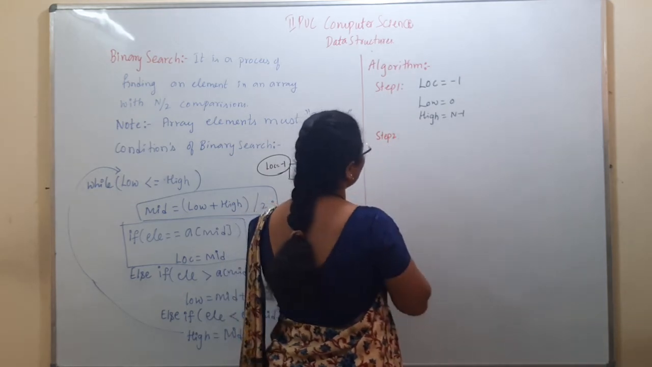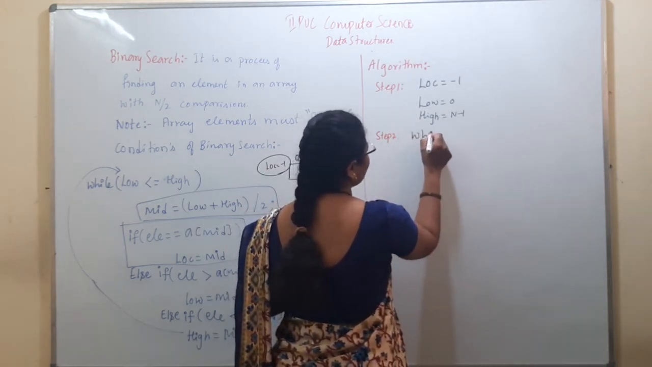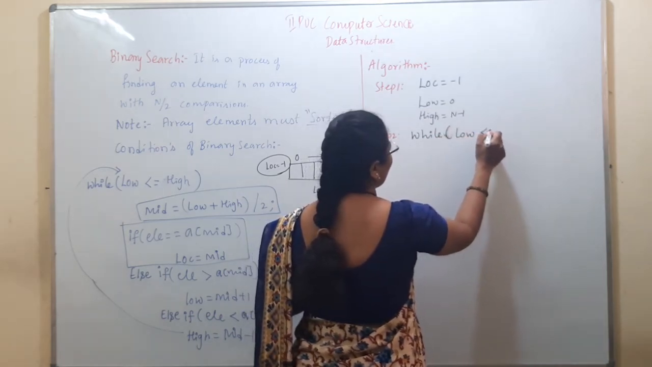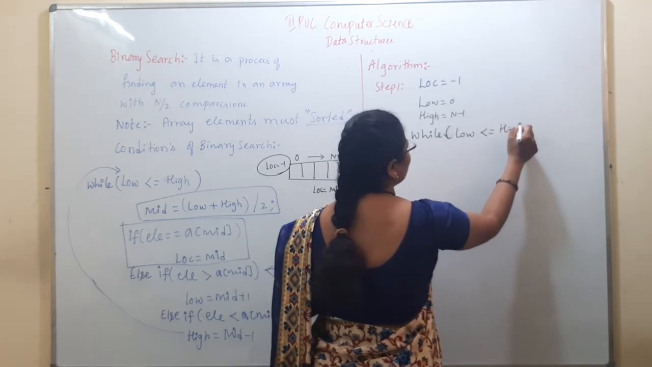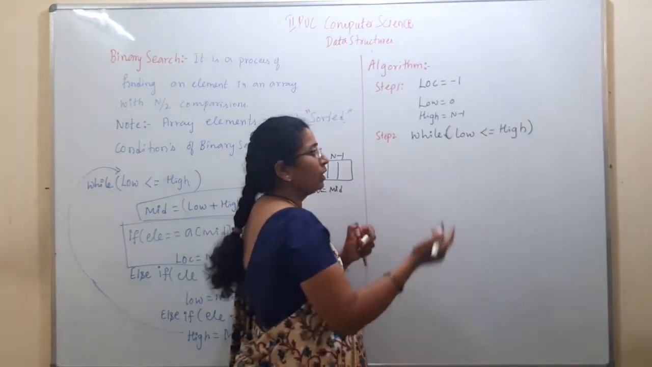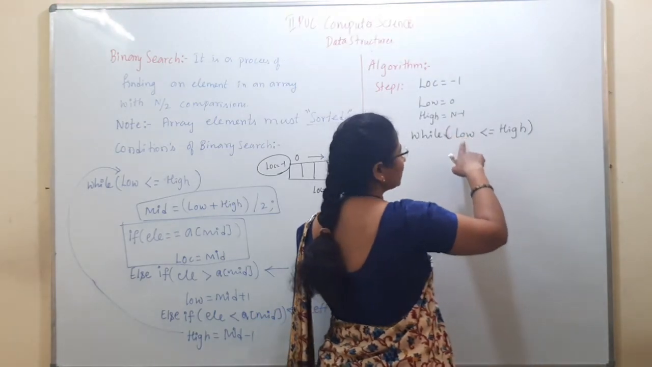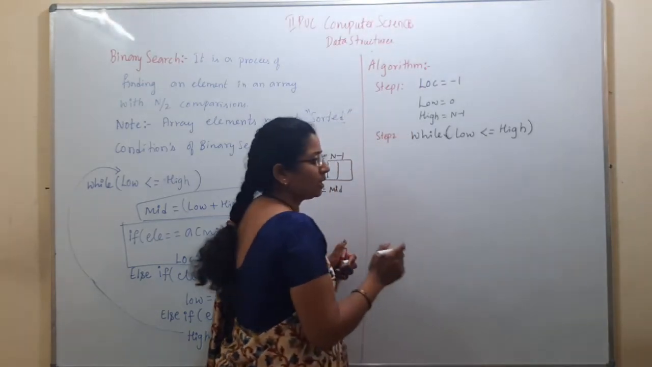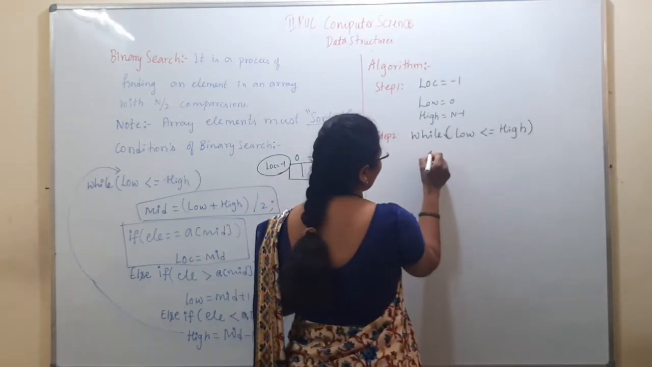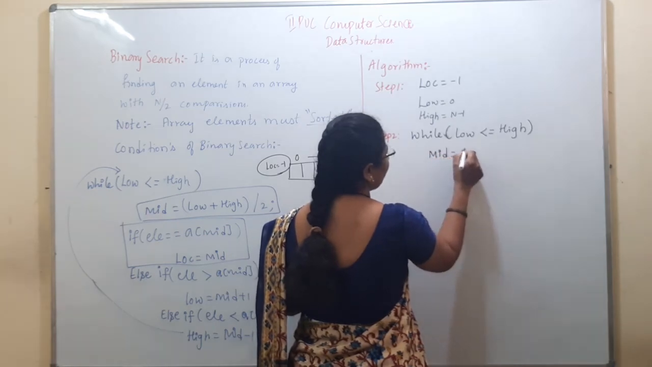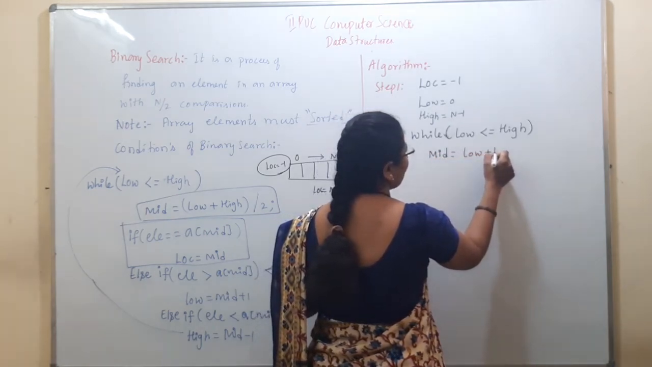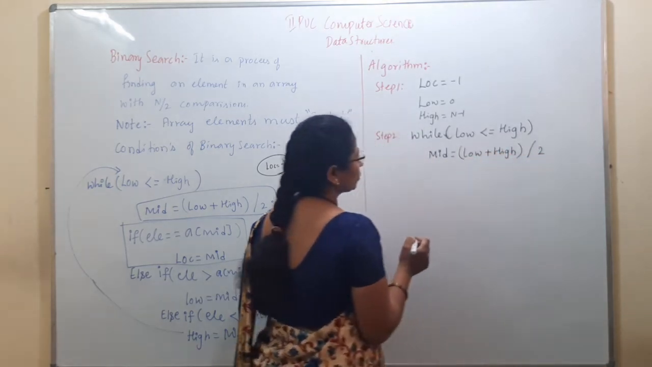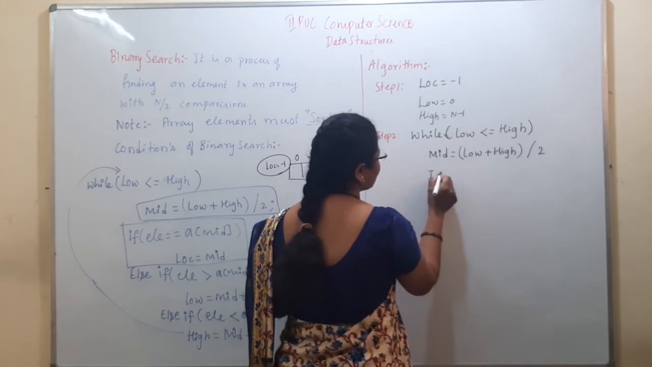In step number 2, while loop. We check the condition with a while loop. Your low value should be less than or equal to the high value, then only the process will continue. If it goes beyond that, then you are not going to process the binary search. Then we find the mid value. Mid equal to low plus high, divided by 2. Then we do the comparisons.